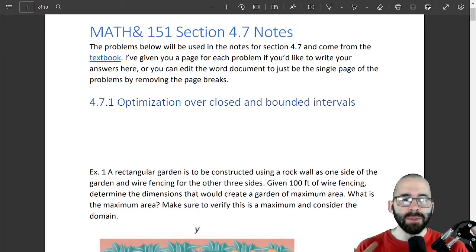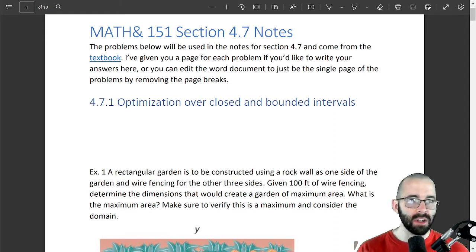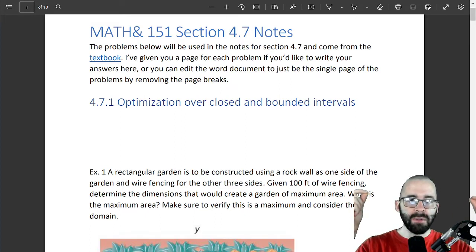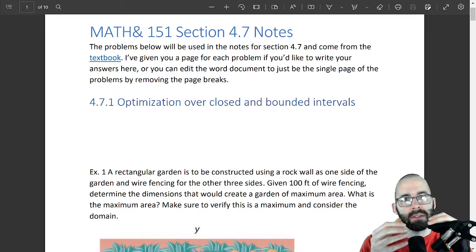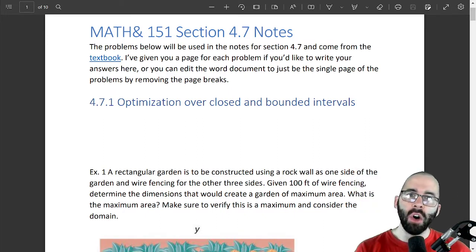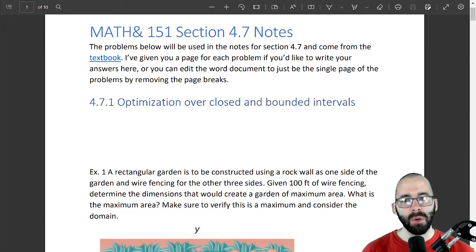To find the absolute extrema on a closed and bounded interval for a continuous function, we just see how big the function is at the endpoints of the interval, and then look at the critical points and say, well, what's the biggest? What's the smallest? That's all we're doing here. We're just finding absolute extrema like we did earlier in chapter 4.